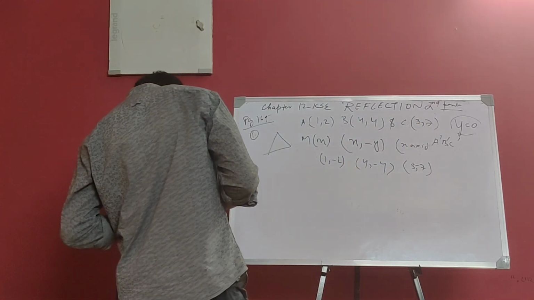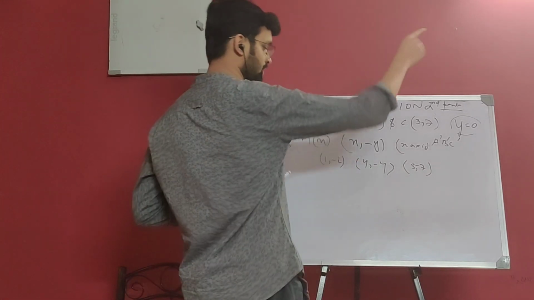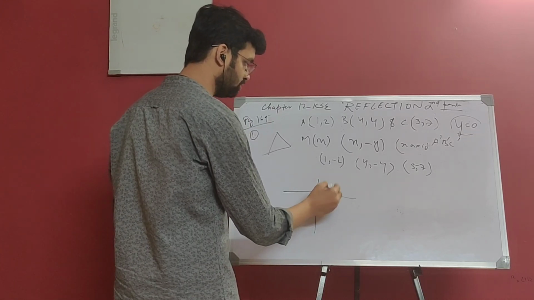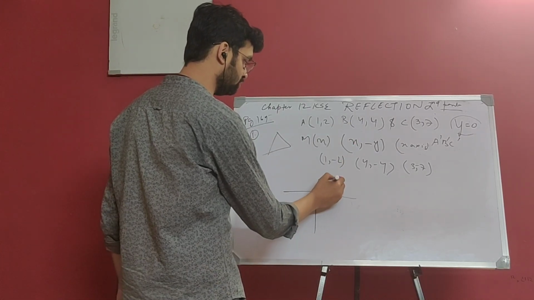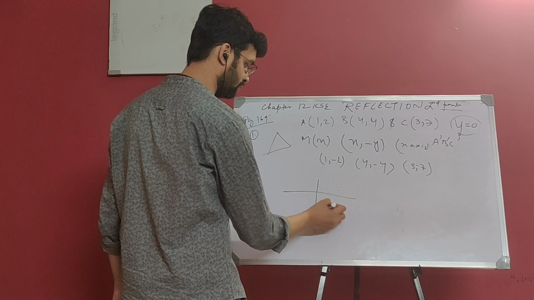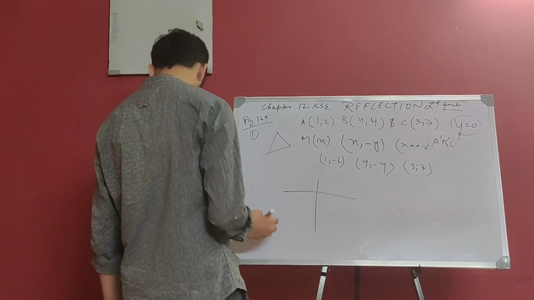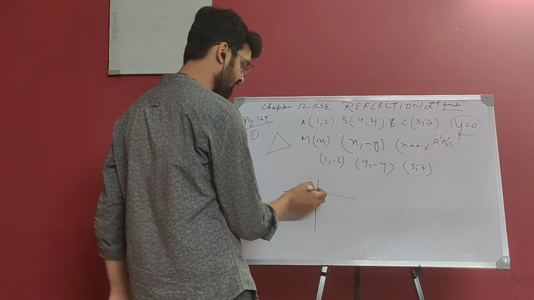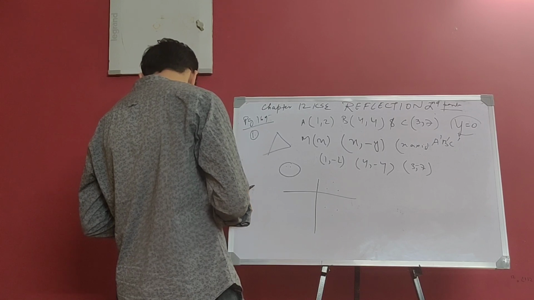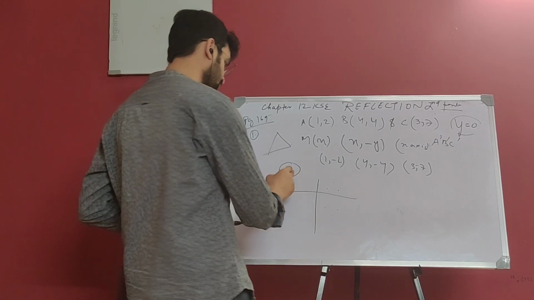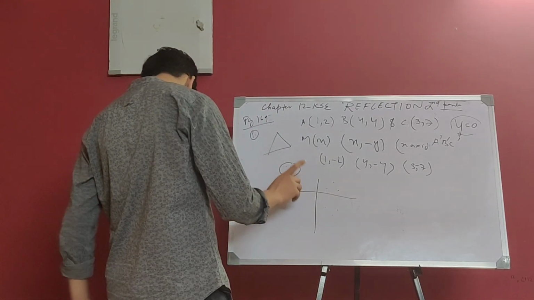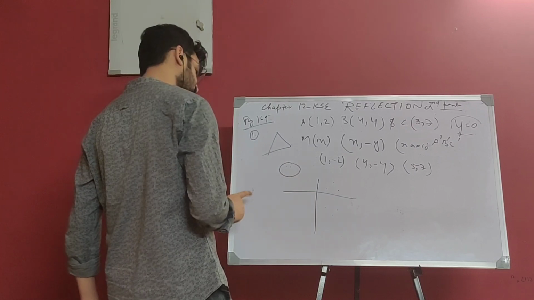Now the second question is, it is reflected in the origin. So if a triangle is made, first it was (1, 2), somewhere like this, a triangle was made, and we made it somewhere around here. Now it has to be reflected in the origin, and we need to write the coordinates of that. If it is in the origin, both things are negative.